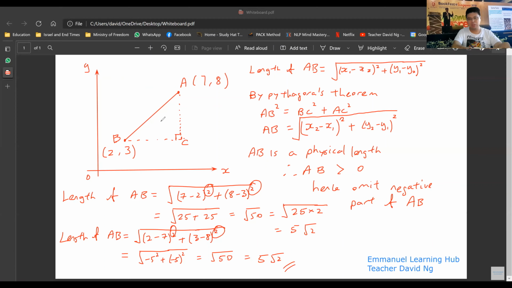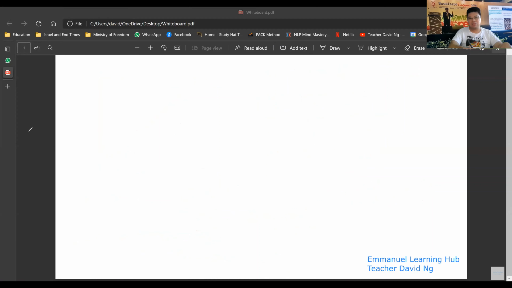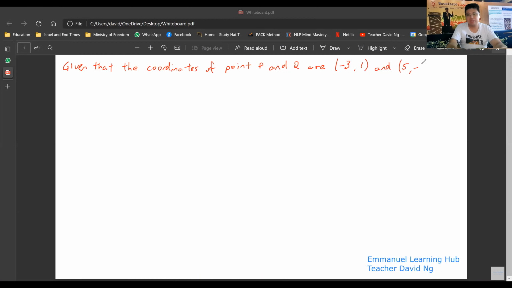Okay, let's do some examples. I'm going to create some examples. Okay, given that the coordinates of points, maybe I don't use point A and B, point P and Q. The coordinates of point P and Q are minus 3, 1 and 5, minus 6. Find the length of PQ.